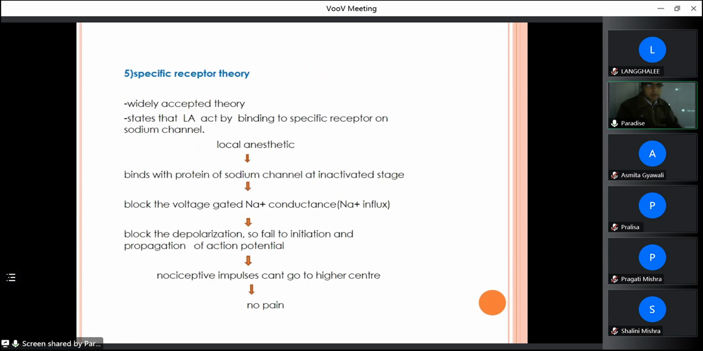So the specific receptor theory is the most widely accepted theory. It states that local anesthetics act by binding to a specific receptor on the sodium channel. Okay, so the local anesthetic binds with a protein of the sodium channel at the inactivated stage. It blocks the voltage gated sodium conductance or sodium influx. It blocks the depolarization, so there is failure of initiation and propagation of action potential. Nociceptive impulses can't go to the higher center, and the patient will have no pain. That's the basic mechanism.